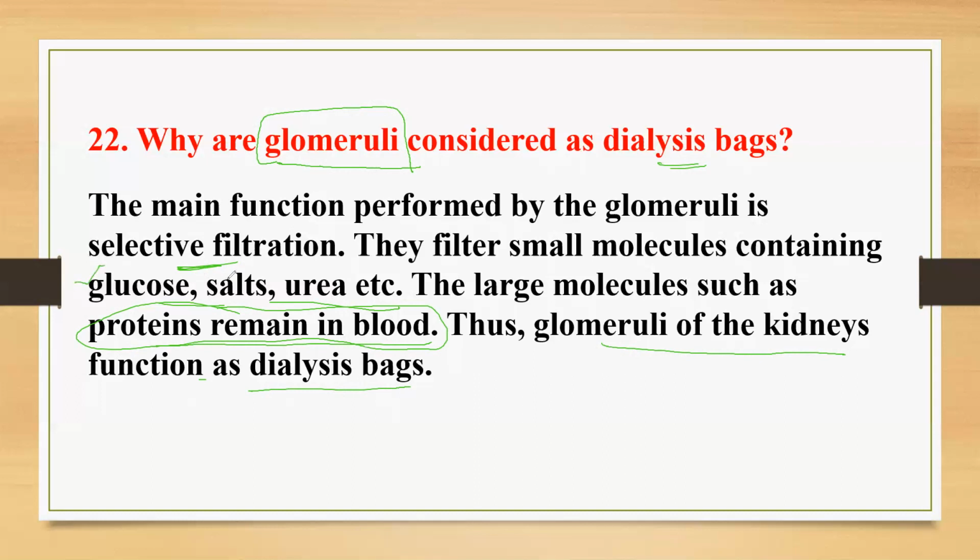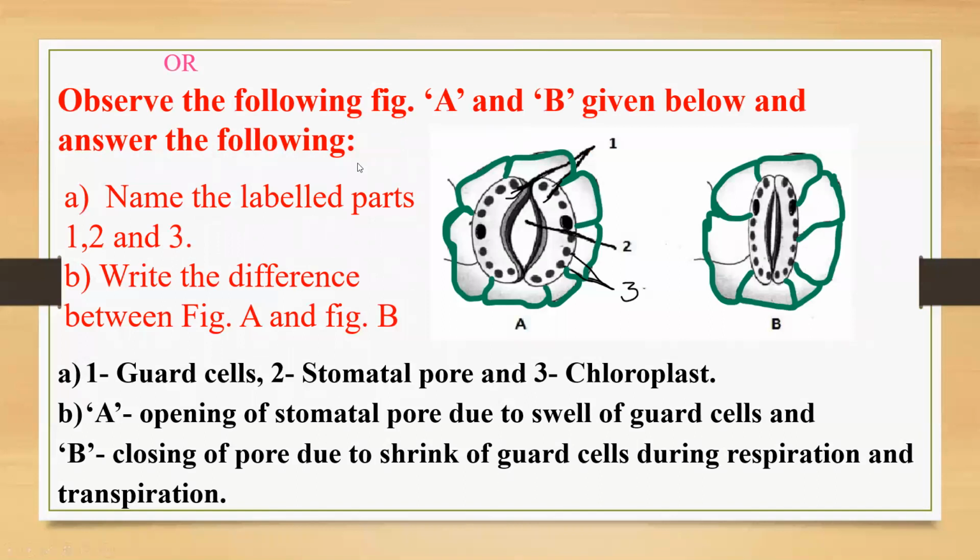Only very small particles are used to filter. That's why the word is selective filtration. Not all the substances are going to filter. Only selectively some substances are going to filter in the glomerulus. Due to that reason, glomeruli are called dialysis bags. Okay, understood? Let's move to another question, which is the internal choice for the 22nd question.